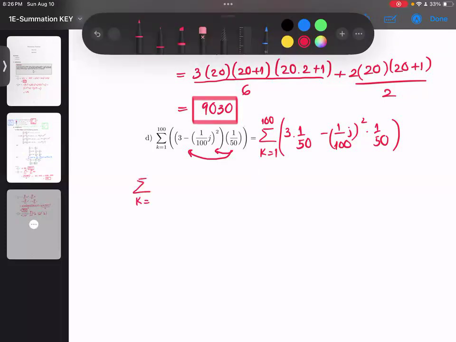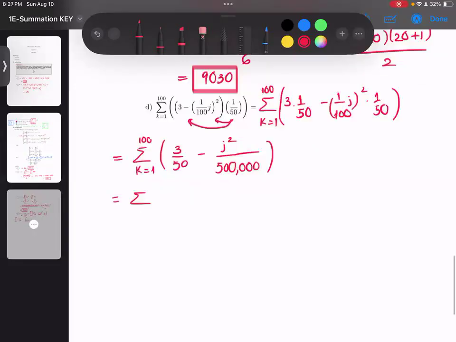Summation k equal 1 to 100 of 3/50. We can't do much with that. But this one is j squared over 500,000. 100 squared is 10,000. 10,000 times 50 is 500,000. All right, now we can split them.